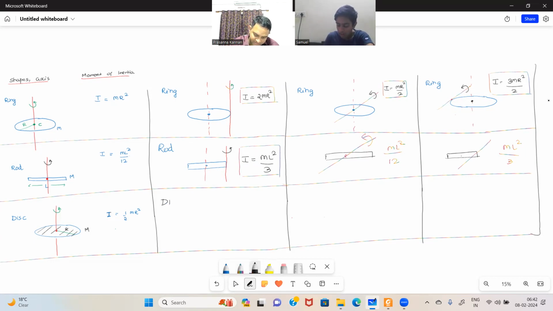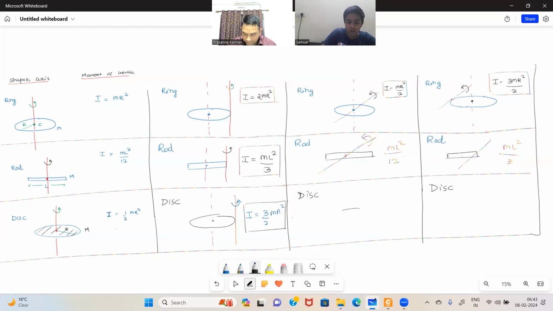We are going to look at discs. For a disc, what is it going to be? The first case is very similar to what we did for ring. One more mr square gets added. Already it is half mr square. With that, one more mr square gets added. The answer will be 3 by 2 mr square.